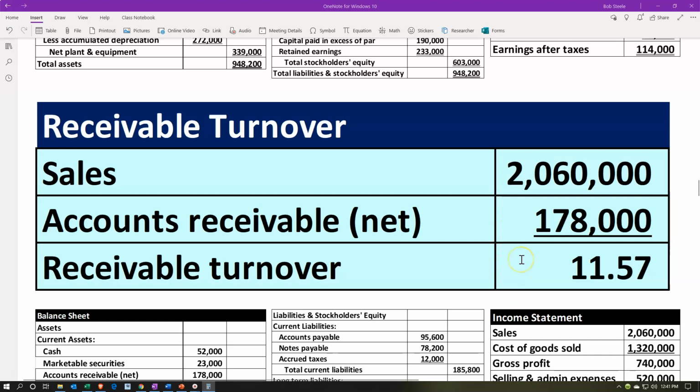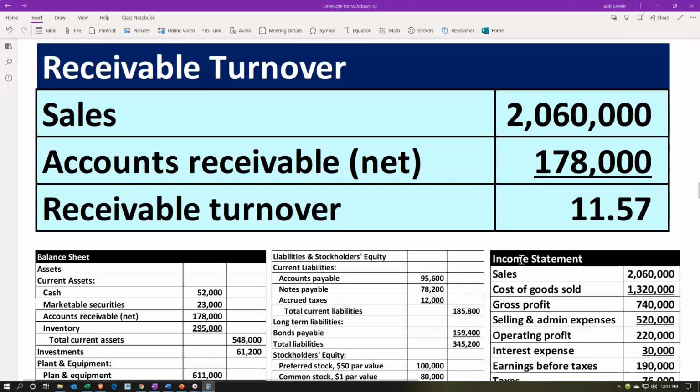So 11.57 times is the amount of turns in the period. That's kind of an abstract number. Is that good or bad? Well, because it's a little abstract to us, we have to think about comparing it to past performance, comparing it to industry standard, and comparing our trend analysis over time to that of the industry standard.